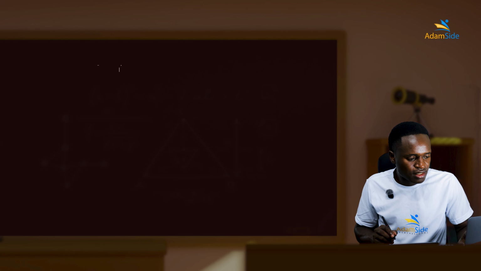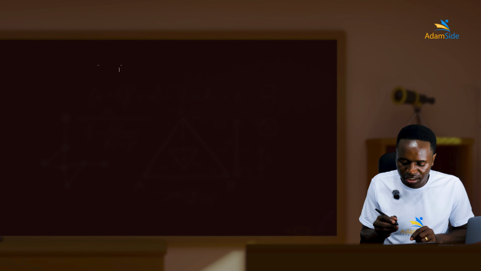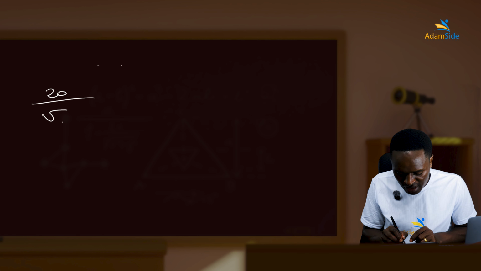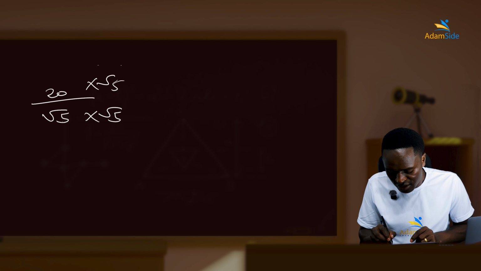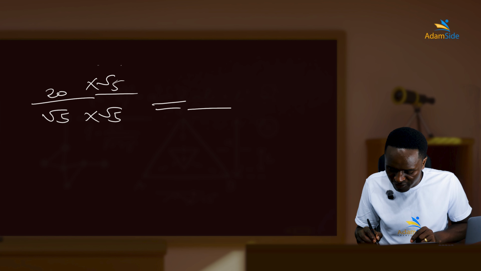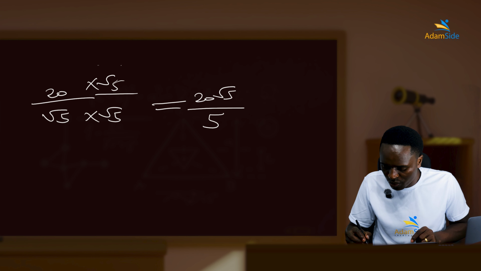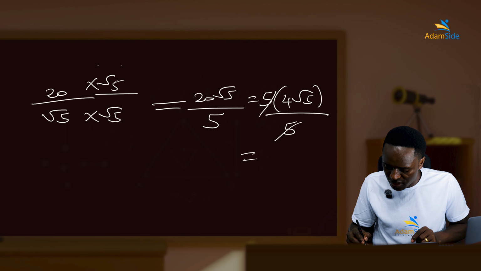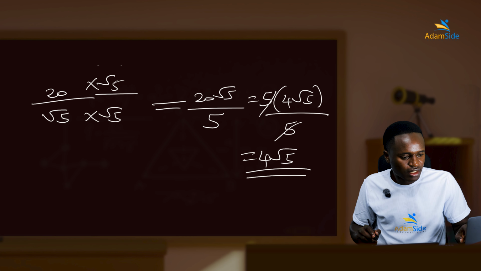Another question says simplify fully by rationalizing the denominator. Rationalizing the denominator means removing the square root symbol from the denominator. So multiply by the same denominator on the same side. Root 5 times root 5, what do you get? You get 5, and then 20 root 5. Then you can divide by 5. 5 into 4 root 5 over 5, 5 cancels, and your answer is 4 root 5. Correct.